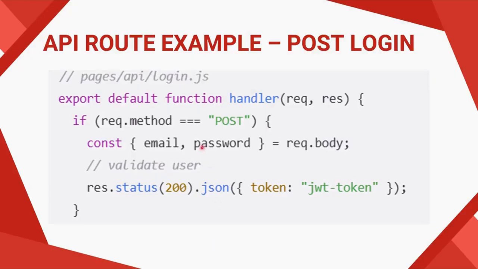Then validate the user; this is a placeholder for login logic, for example checking the user against the database. Respond with status 200 and JSON token JWT. This sends a dummy token as the response. In a real app, you do not generate the JWT here. Validation for the user. Okay.